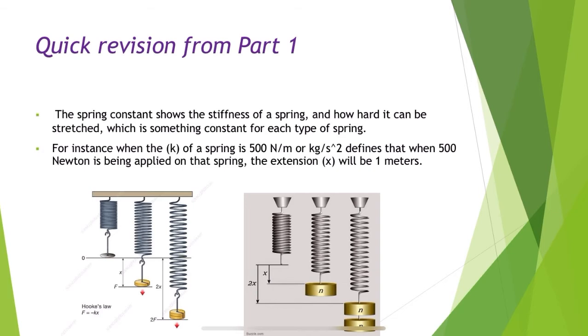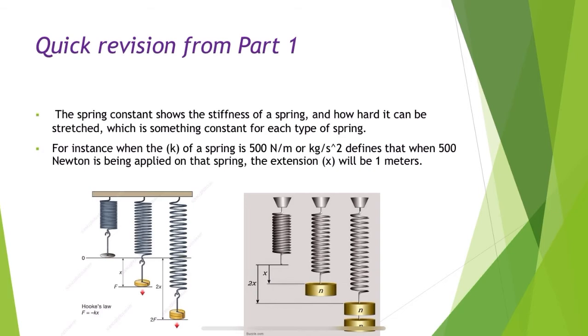For instance, when the K of a spring is 500 newtons per meter, or in other words kilogram per second squared, it defines that when 500 newtons is hung on that specific spring, the extension, the x, will be 1 meter.